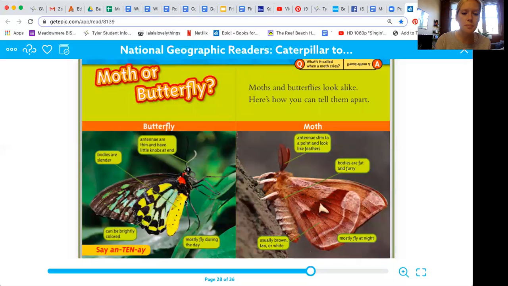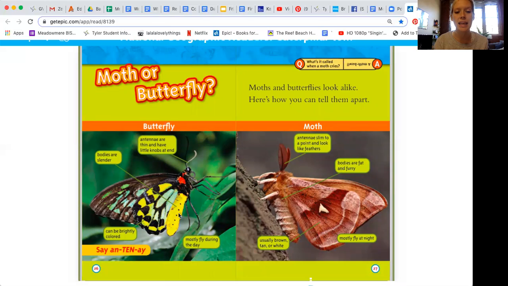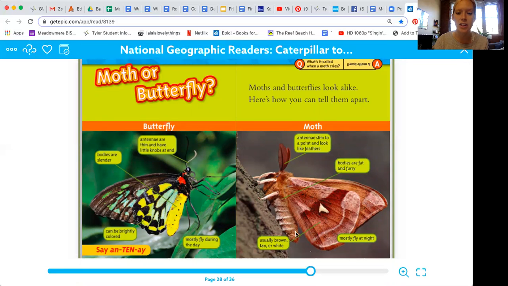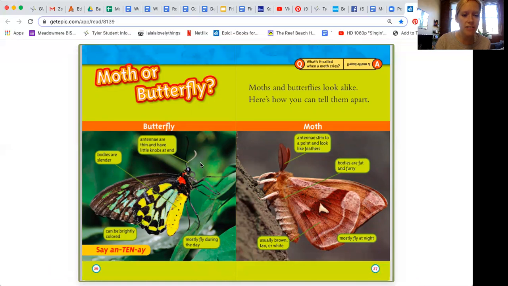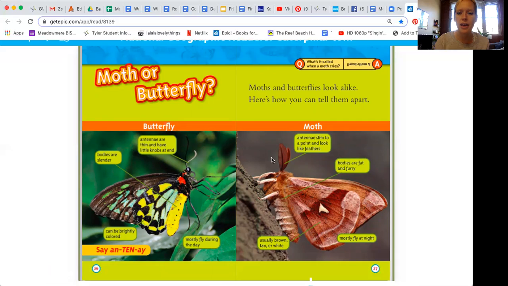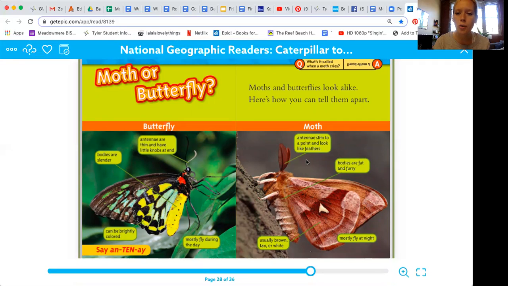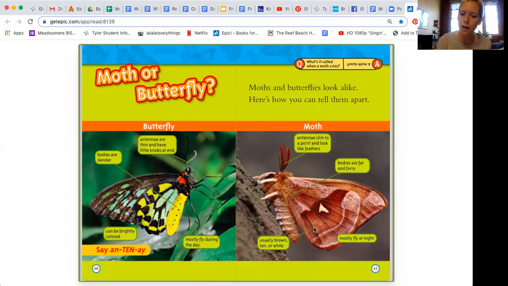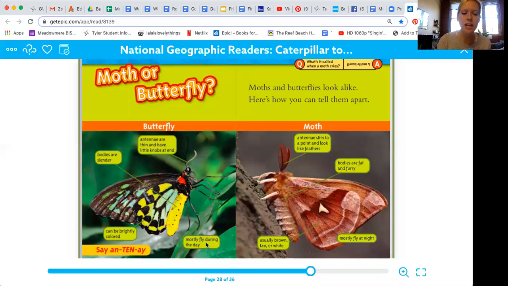So butterflies' bodies are slender. Slender means skinny. See how they're a little fatter here? They're furry and fat. The antennas are thin and have little knobs at the top. A moth's antennas are slim to a point and look like a feather. Moths are usually brown, tan, or white, not a lot of bright colors, and they are mostly out at night. Butterflies fly during the day, and they're really brightly colored.